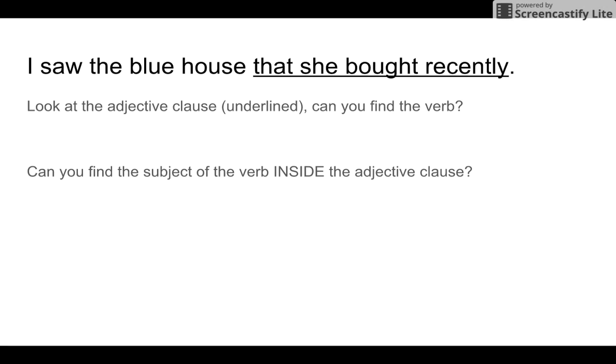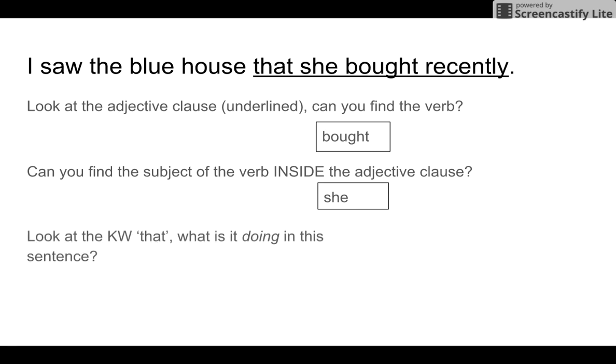Look at this adjective clause. Can you find the verb? Can you find the subject inside of this adjective clause? The verb is bought. She is the subject. So what is our keyword doing here? What is it doing in this part? We've got a subject, we've got a verb.